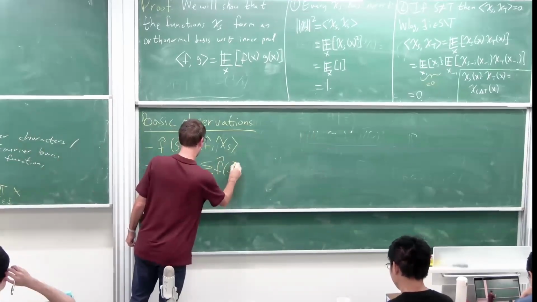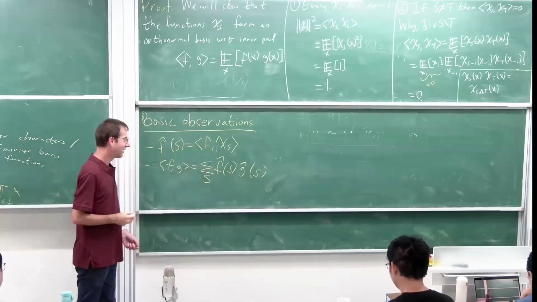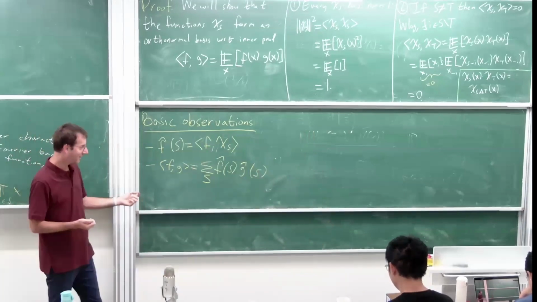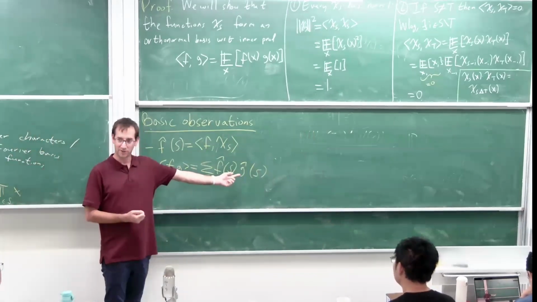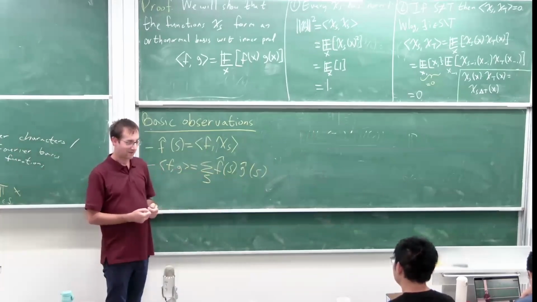Yes, that's true for any orthonormal basis. So if you take the inner product of two functions, then you get a sum of the product of the Fourier coefficients.